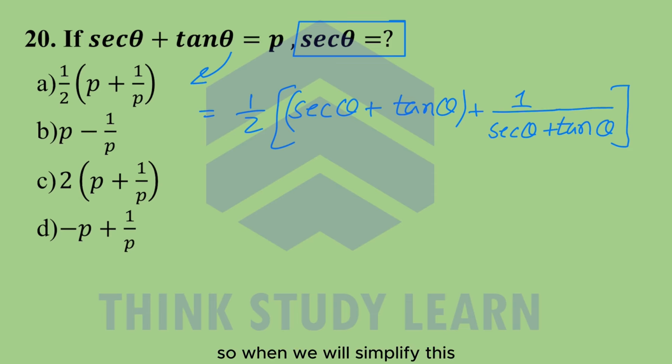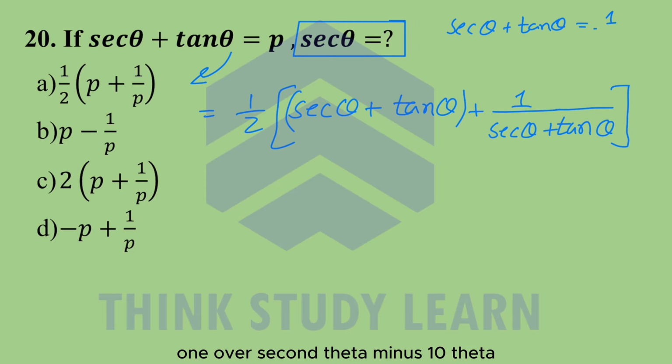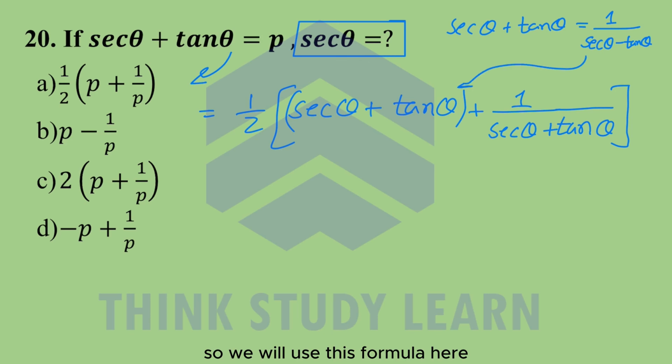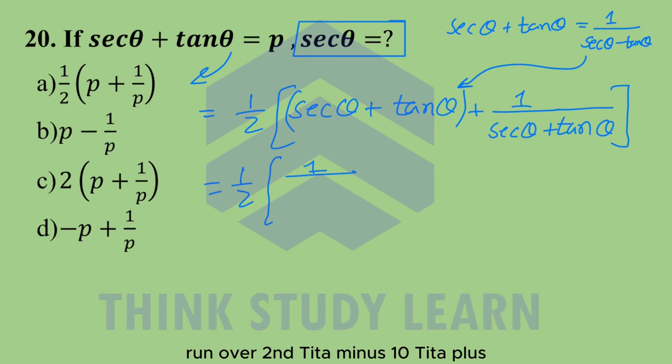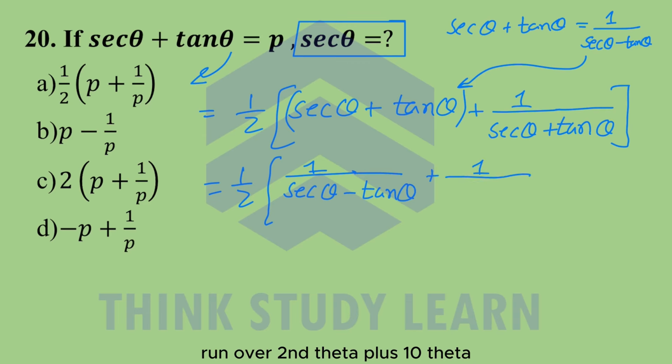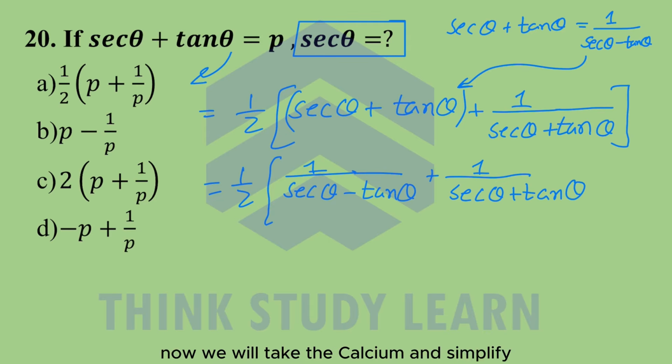So when we will simplify this, we know that secant theta plus tan theta is also equal to 1 over secant theta minus tan theta. So we will use this formula here. So putting the value, 1 over secant theta minus tan theta plus 1 over secant theta plus tan theta. Now we will take LCM and simplify.